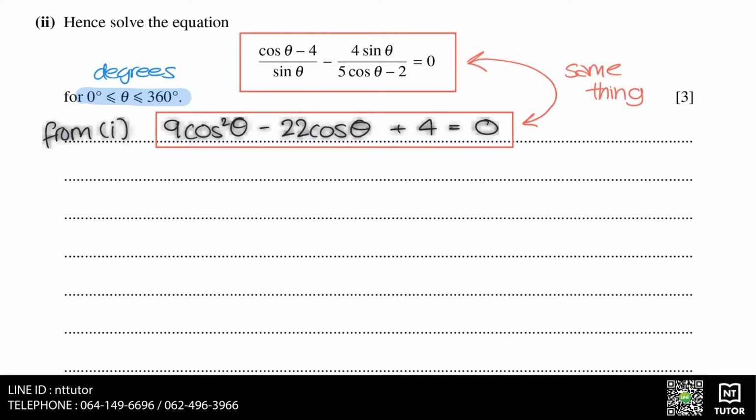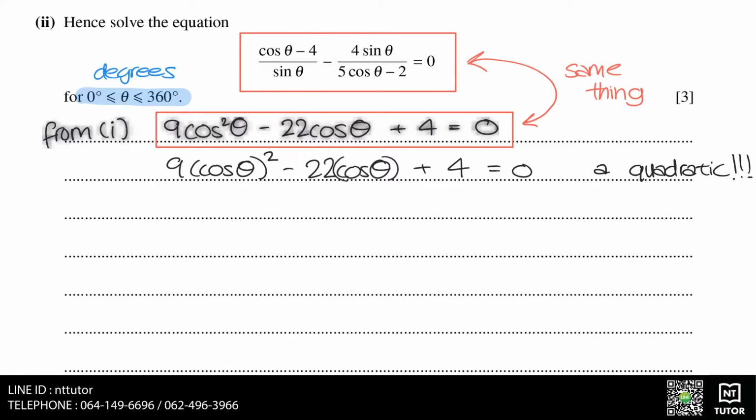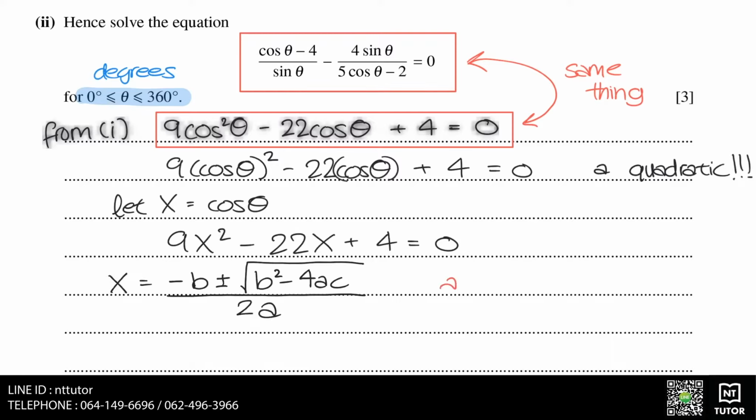Cos squared theta is just the square of cos theta. This means that we have an expression that looks like a quadratic, so we can solve it like a quadratic. If you let x equals cos theta, this turns into 9x squared minus 22x plus 4 equals 0. In normal circumstances, we can usually factorize the quadratic, but in this case, we can't, and whenever we can't factorize a quadratic, we use the quadratic formula.